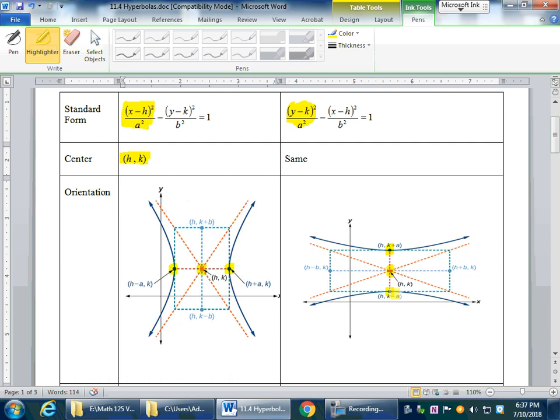So the formula you don't really have to remember, like I mentioned before. Depending on your x first or your y first, you're going to know whether the hyperbola is opening left and right, or up and down. Based on that, you can adjust your vertex part.